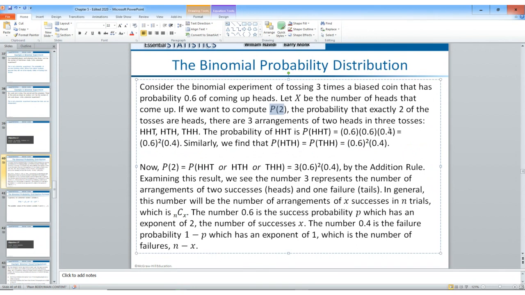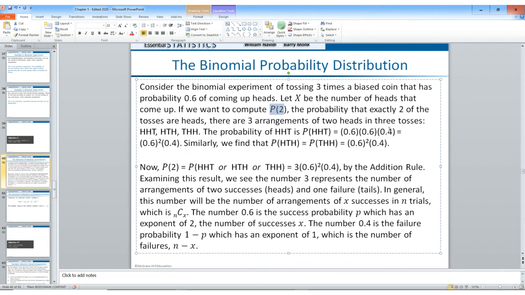Now, there's a bunch of other combinations that could come out, but these are the only 3 that are going to give you 2 heads. Because you could have tail, tail, tail. You could have tail, tail, head. You could have head, tail, tail. There are 5 other ones, actually, that would not have 2 heads in them. But these are the 3.